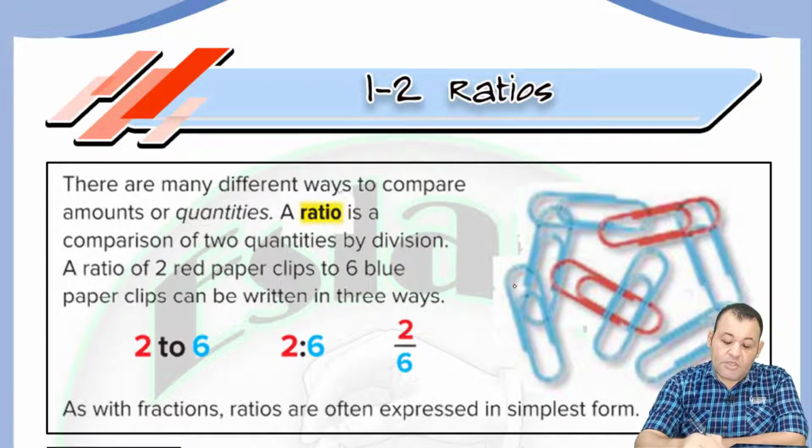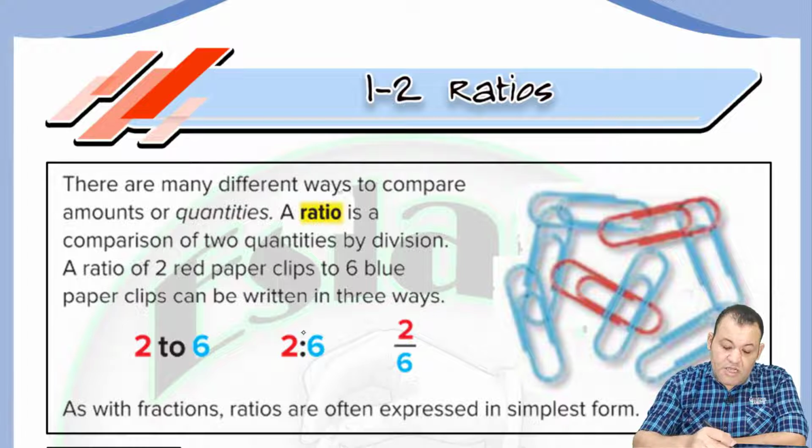So if you look at the question that we have, the paper clips, we have two different colors, the blue and the red. At first I'll just start counting the red. We have only two reds and we have 6 blue paper clips. If you need to find the ratio between them, the ratio between the number of the first one to the number of the second one, we can write it as 2 to 6.